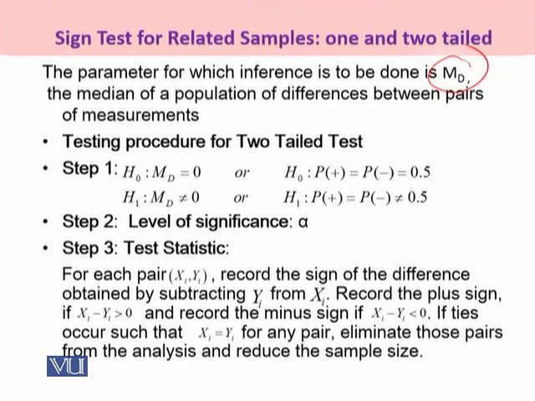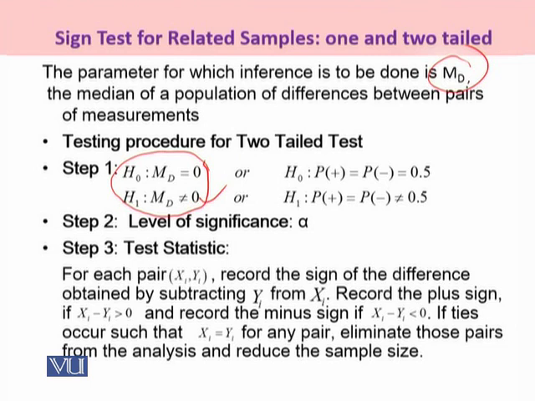As you can see, this is the pair of hypotheses we are going to test under the two-tailed test. Here you can see that MD under H naught equal to 0 indicates that there is no difference as far as the median of the two related samples is concerned, whereas the alternative hypothesis indicates that there is a difference between the two medians of the related samples.